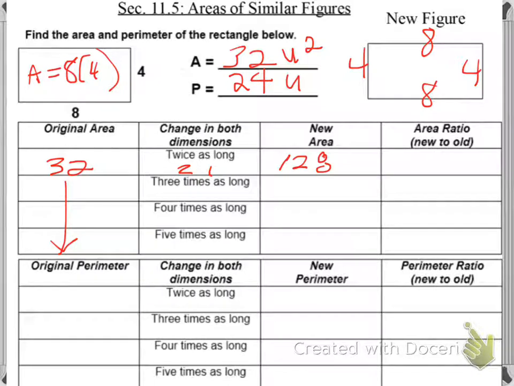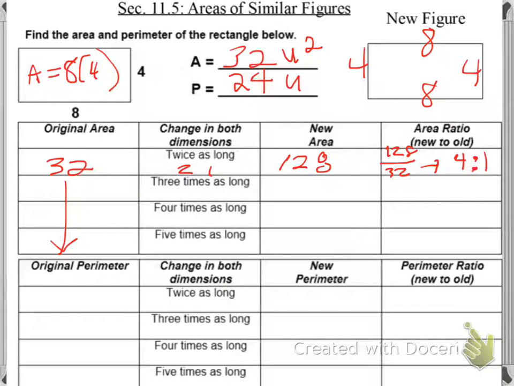And so if you take the new ratio, the new area to the old area, if we do 128 over 32, taking the new area and putting it over the old area, then the ratio of the areas is 4 to 1. So notice that the ratio of the dimensions is 2 to 1, but the ratio of the areas is going to be 4 to 1. Okay, that's going to be really important.